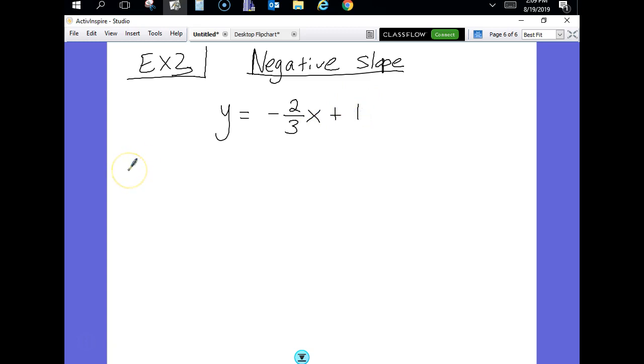Okay, so negative 2/3 x plus 1. This time you gotta go down and left.